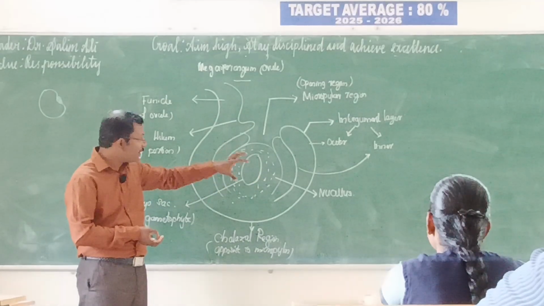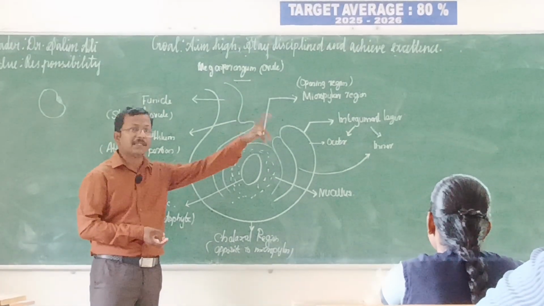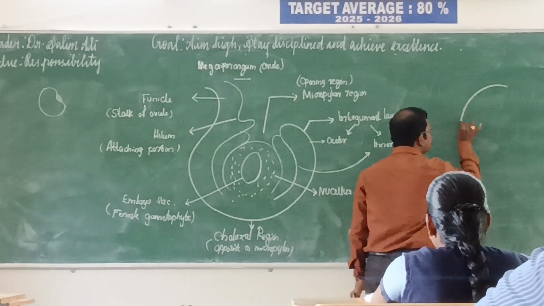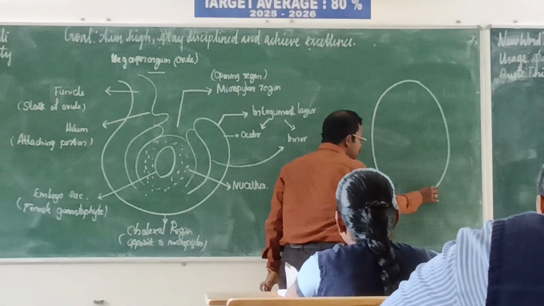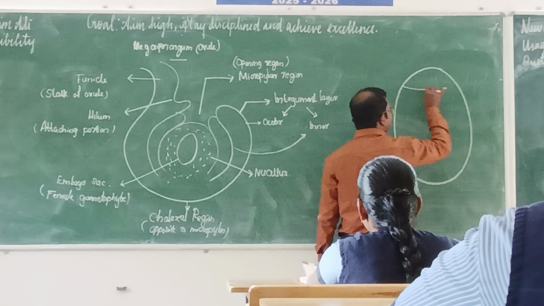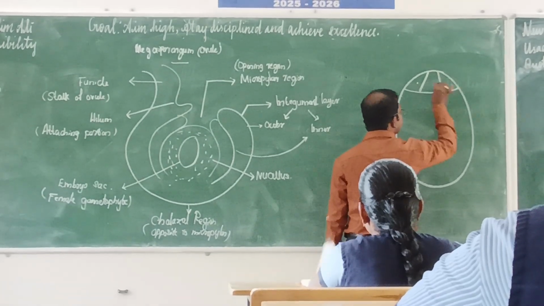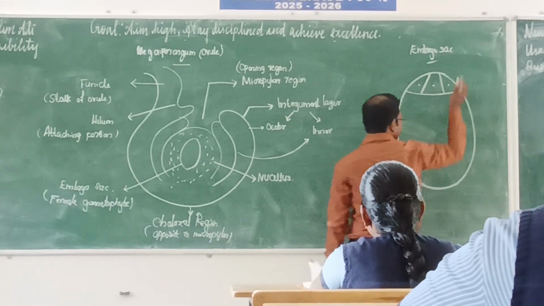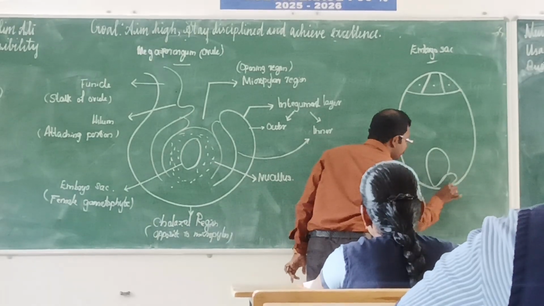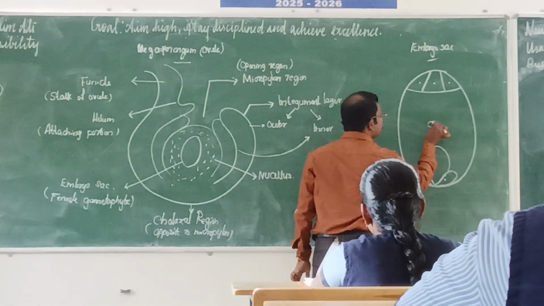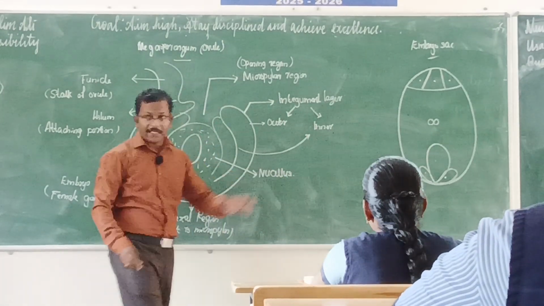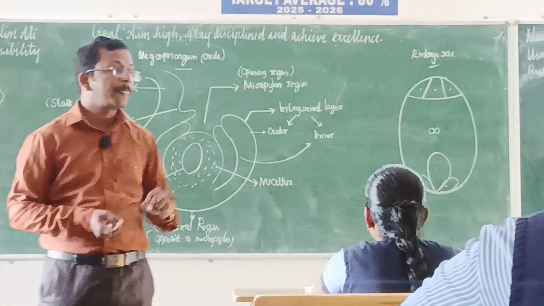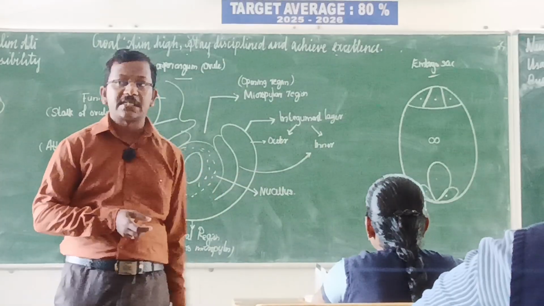So instead of explaining this structure here, we can explain it separately, the central sac-like structure, the structure of the embryo sac. First of all, remember, can you count the number of cells present inside this embryo sac? 7 cells and 8 nuclei.